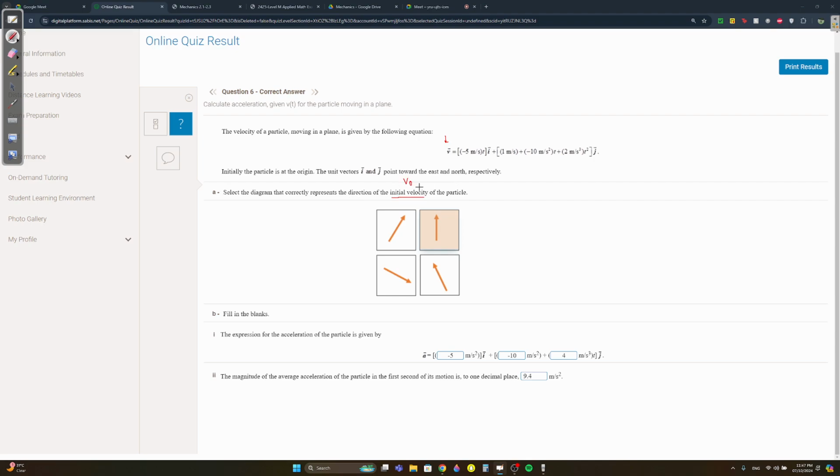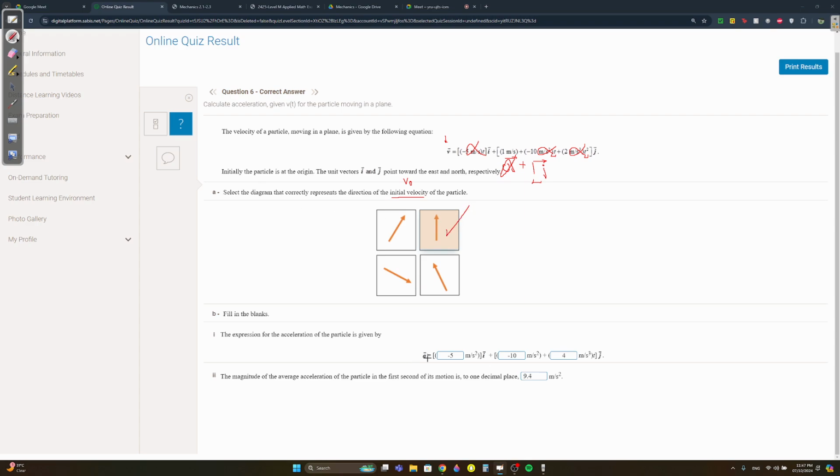So at time equals 0, how much is the initial velocity? When t equals 0, we don't have an i component, because minus 5 times 0 is 0. So it cancels out the i component, and then it cancels this out, and this out. So you're just left with 1j, 0i plus 1j. So will I be going right or left? No, we're only going to be going up. That's why this is how it looks.